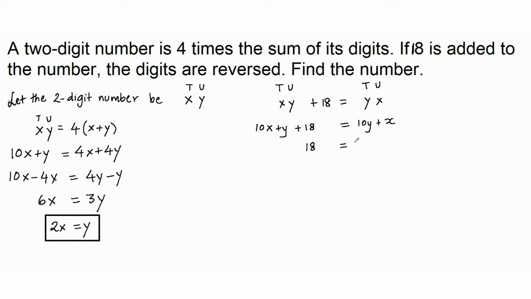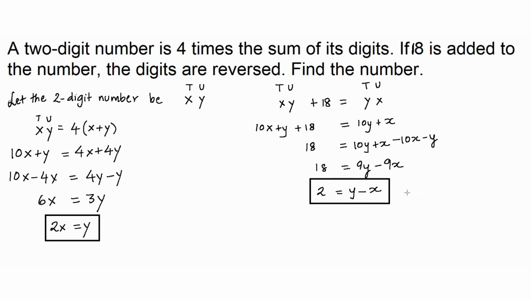I get 18 is equal to 10y plus x minus 10x minus y, which means 18 is equal to 10y minus y, which is 9y, and x minus 10x, which is minus 9x. I can divide everything by 9, so I get 2 is equal to y minus x. This is my second equation. So I have two equations now. y equals 2x, that's the first equation, and y minus x is equal to 2, that's my second equation.